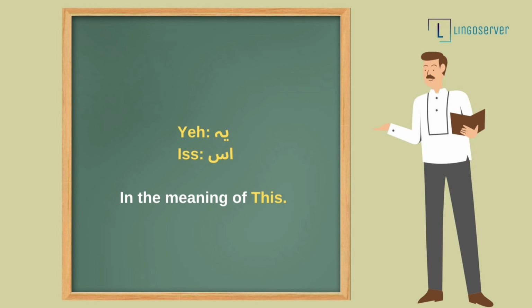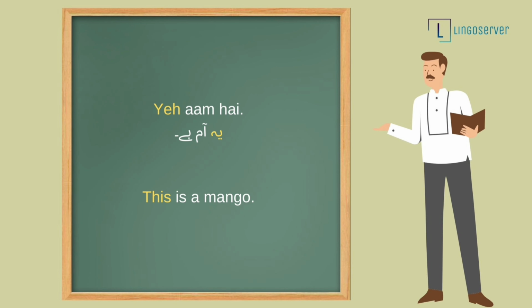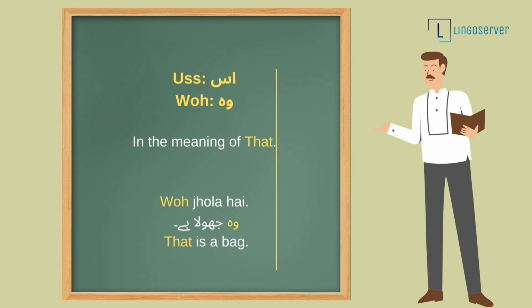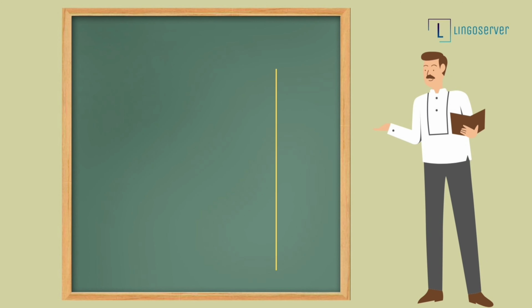ये, इस. These are used in the meaning of this. For example, I will say ये आम है. This is a mango. Note, there are some rules to use ये and इस. We will learn about this in coming lessons. And now, उस, वो. These are used in the meaning of that. For example, we say वो झोला है. There is a bag. There are some rules to use वो and उस. We will learn about this in coming lessons.